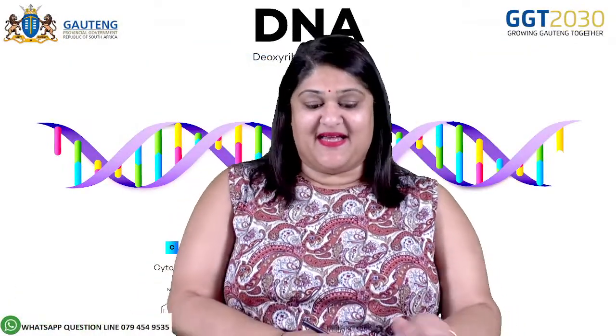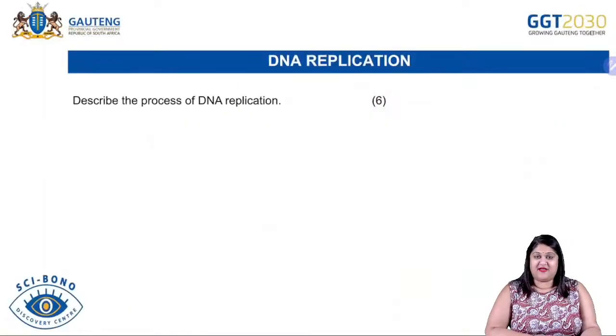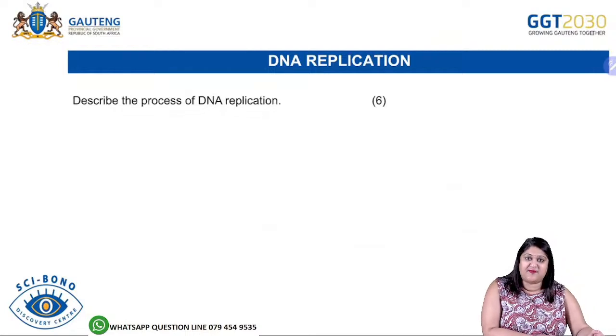Welcome back. So let's look at this question again. Describe the process of DNA replication. Now, when they ask you to describe something, you just need to jot down all the facts in a logical sequence of what happens in that particular process. Okay, I'll say that again. You write down all the facts in the correct sequence of the particular process which is being asked.